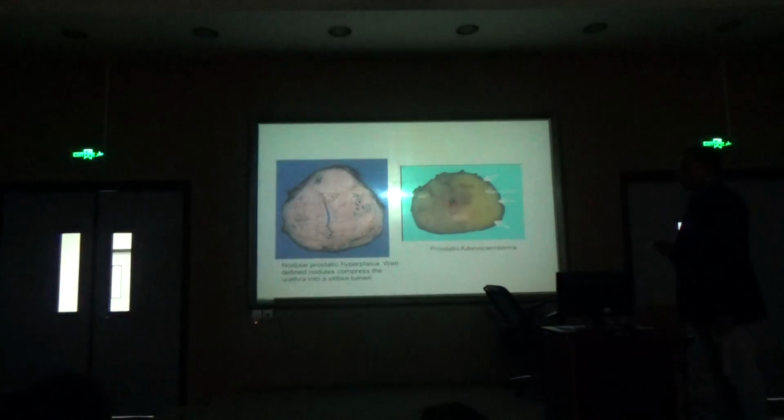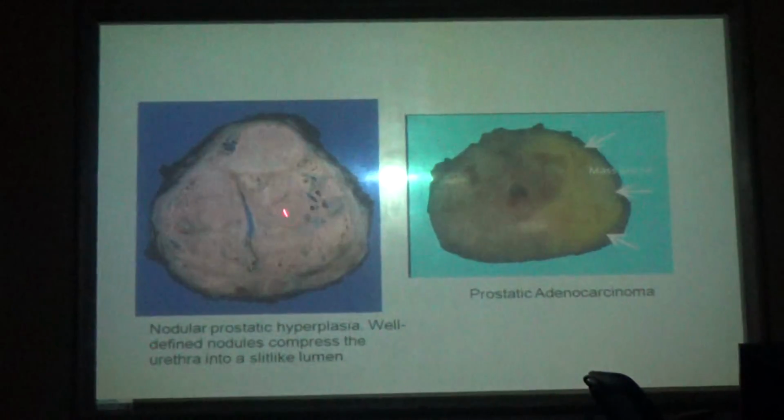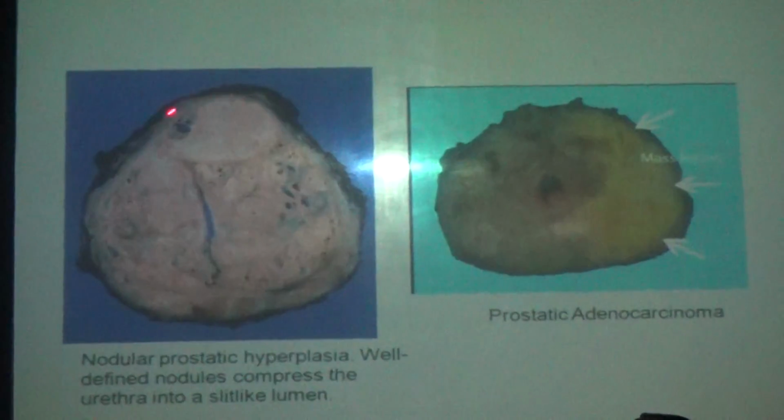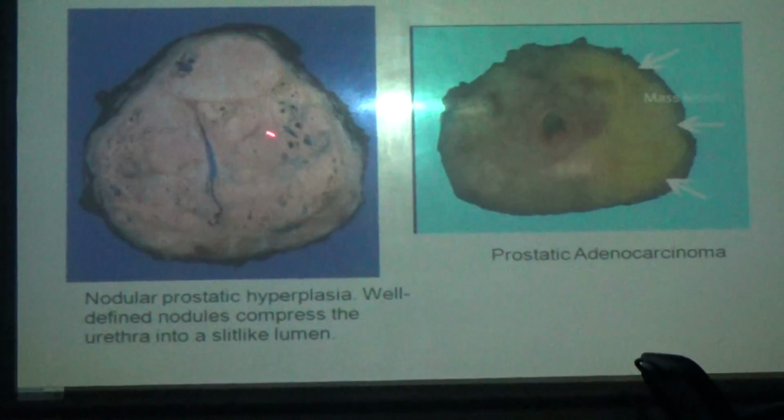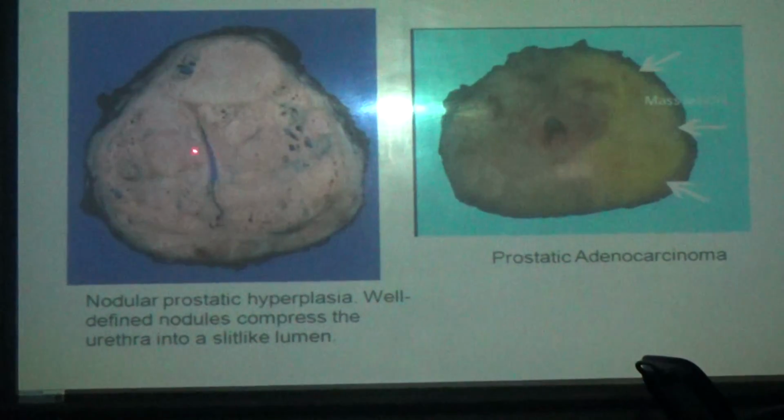Next is about BPH. This is very classical. You can see the nodular pattern. Due to the enlargement of the glands, it is compressing the urethra. This is the prostatic adenocarcinoma. What you are seeing here is the normal feature, and this part here is a mass-like lesion, light yellowish in color. This is not clear in this display.